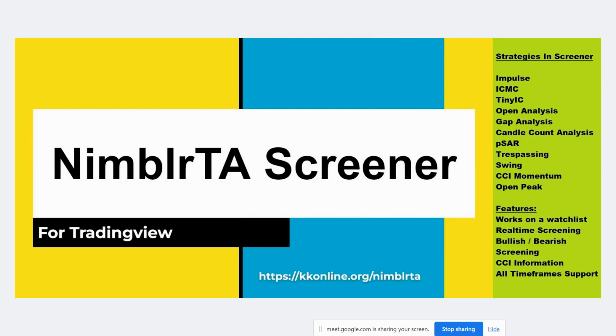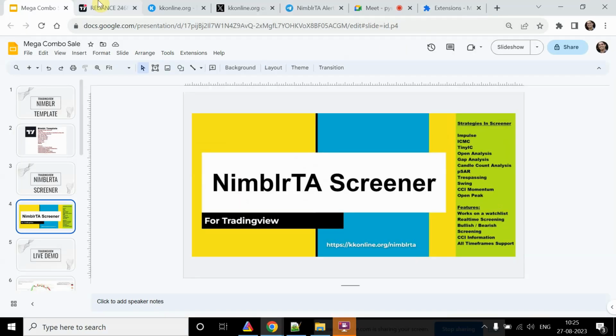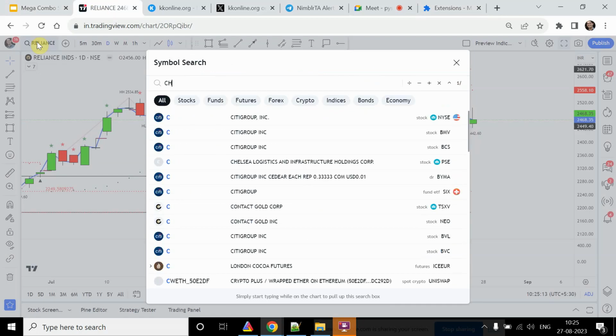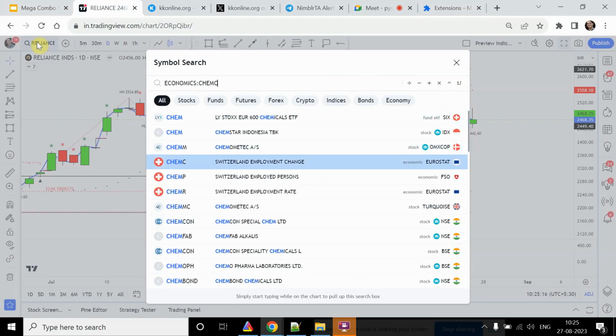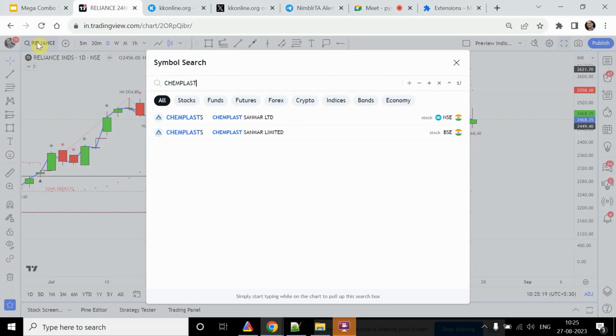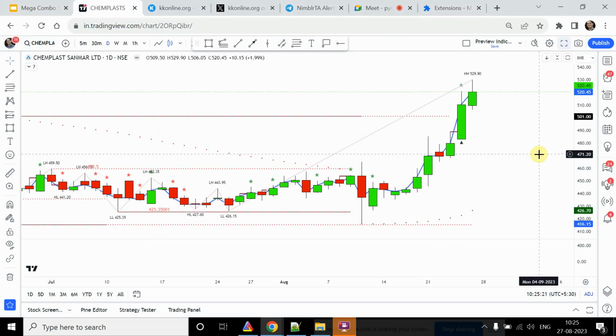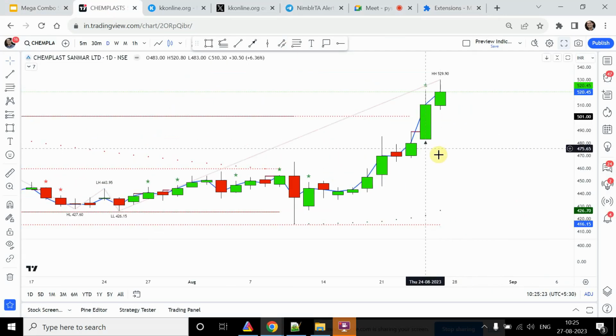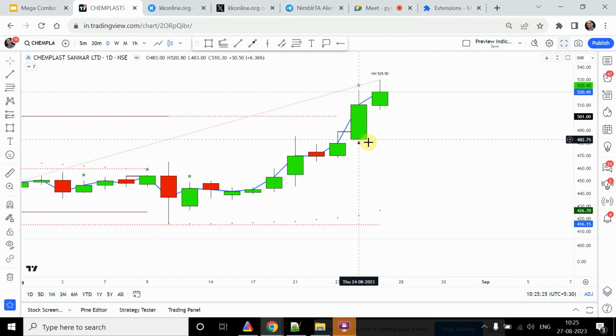When we talk about open peak, we would see it's a strength candle which has come unidirectional. A very good example is Chemplast, which we just saw right now. Over here, in this particular case, we see the open is also the low of the candle, and the stock moved from this point of open around 482 till on the upside of around 521.